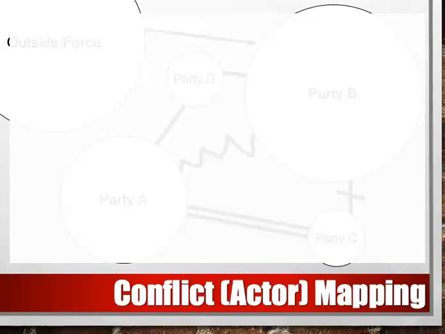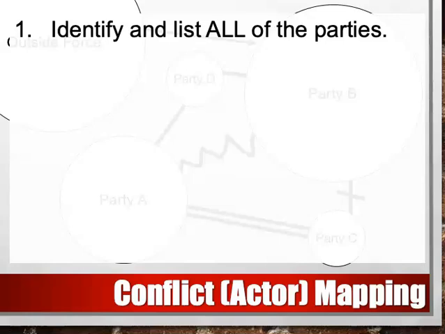The process for developing a conflict map includes the following steps. First, you identify and list all of the parties. This includes the primary parties who are in conflict, any secondary parties who may be impacted by or influencing the conflict, and tertiary parties, sort of spectators or other people that are involved and may influence the situation, but to a lesser extent.